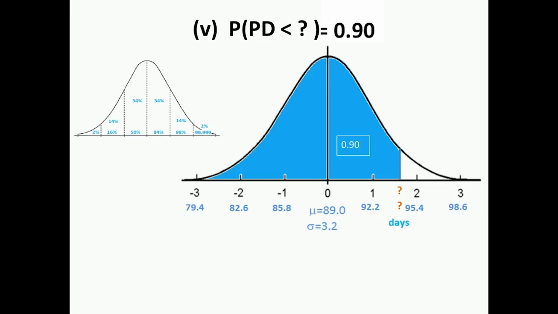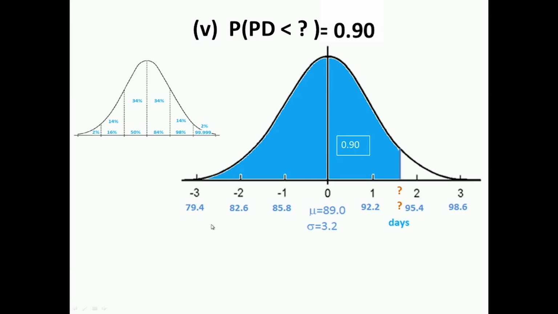Now, we come to a different question. Here I am giving you a probability. I am saying that I want to know within what duration my project can be completed, and I want a 90% certainty that it will be completed in that duration. So, how do we do this?